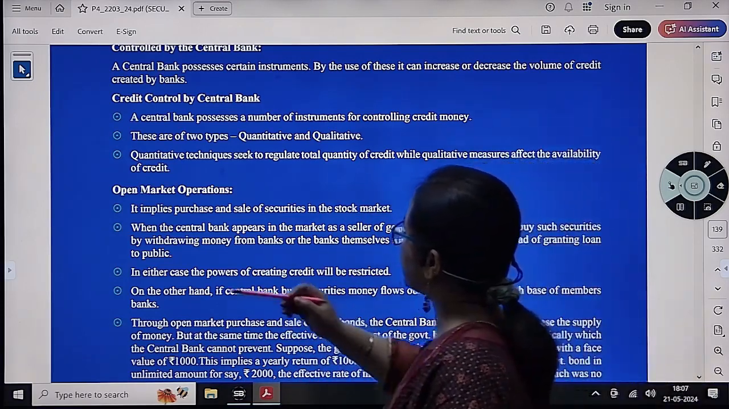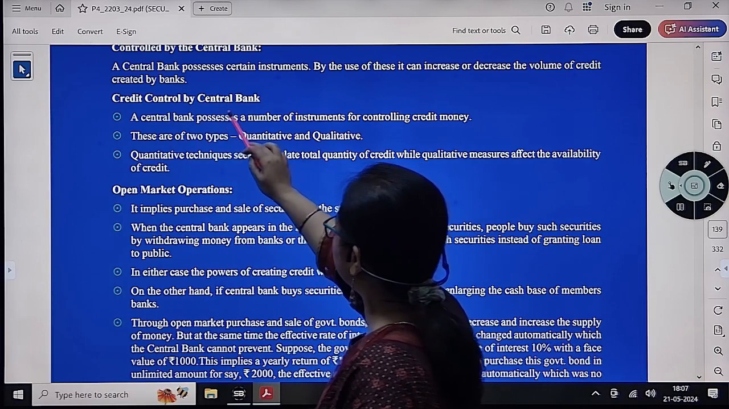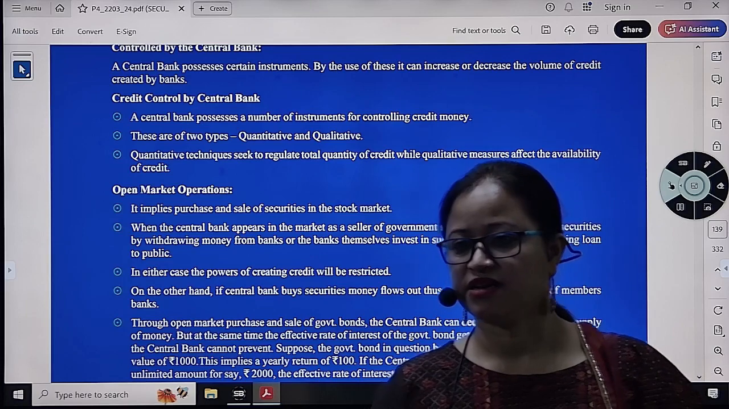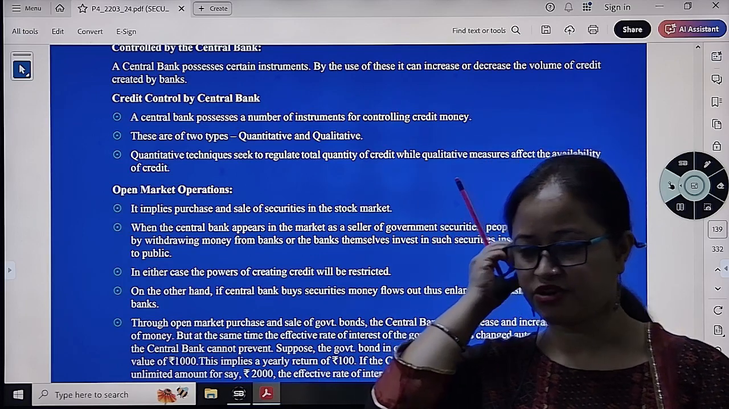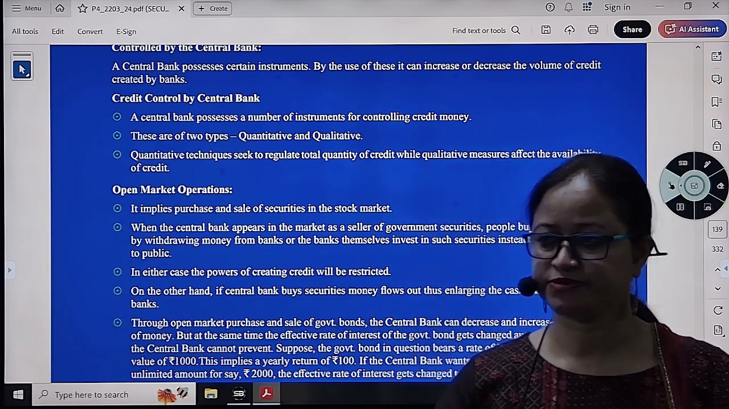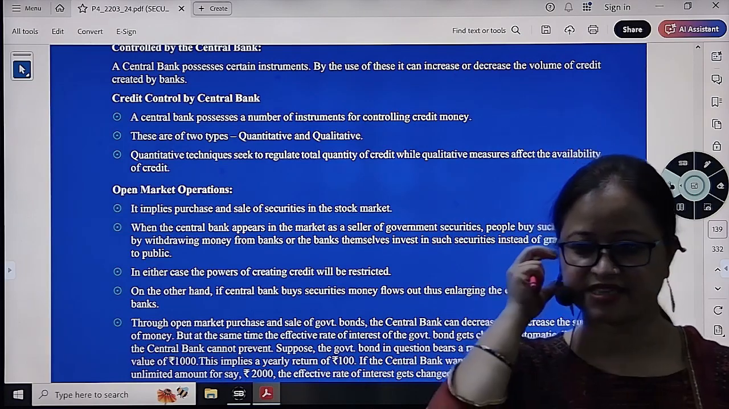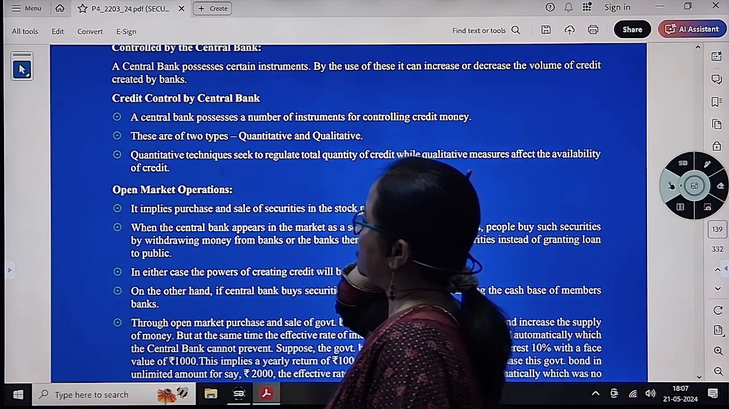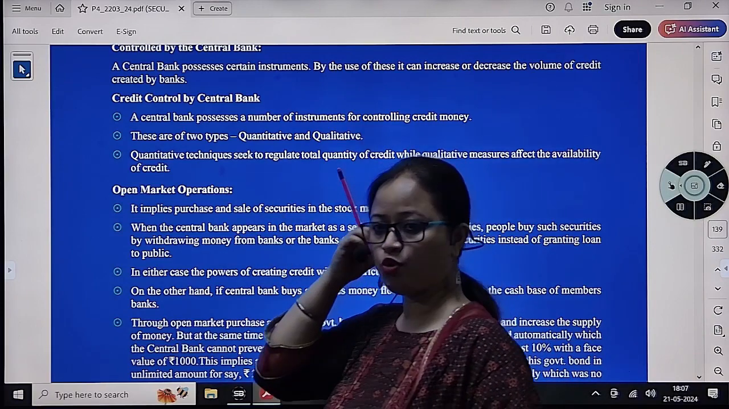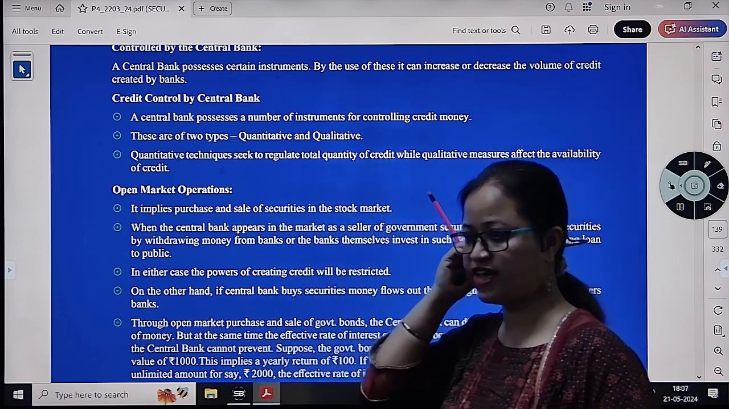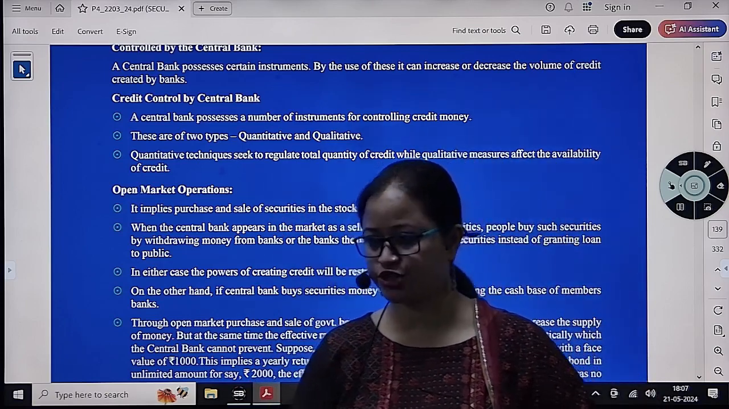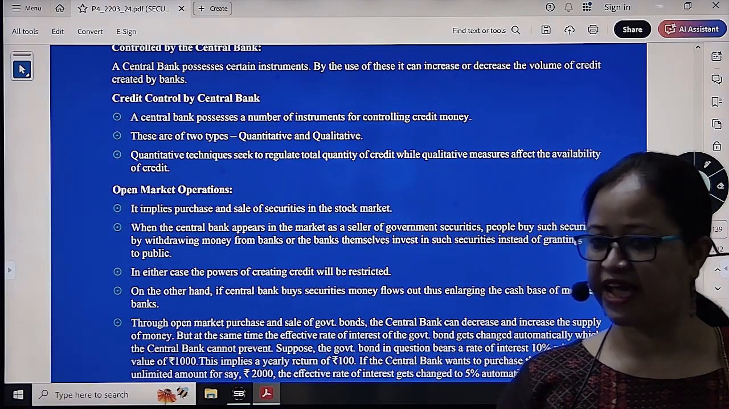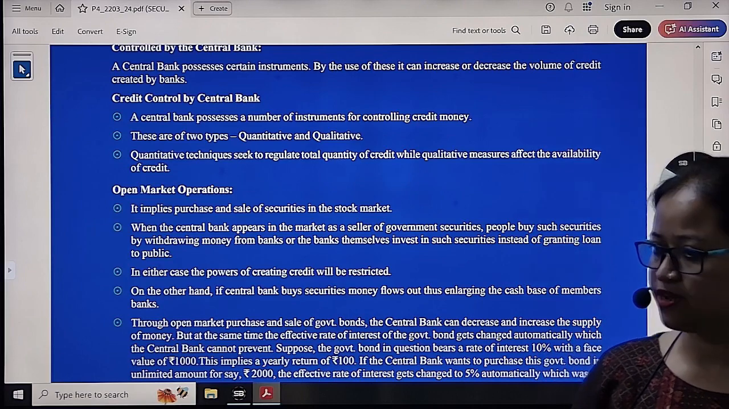So you can see here, credit control by central bank. So why does the central bank have to control credit? Because credit is created by whom? Commercial banks, yes. So credit is created by commercial banks. When there is more money supply in the economy, and a situation of inflation, to control the situation, the central bank tries to control credit.